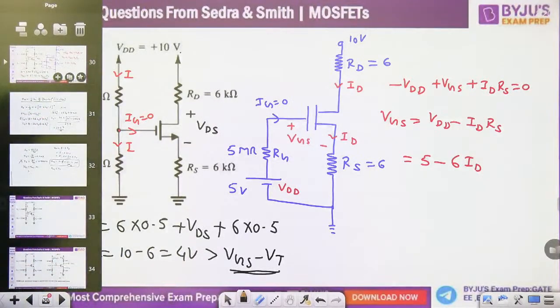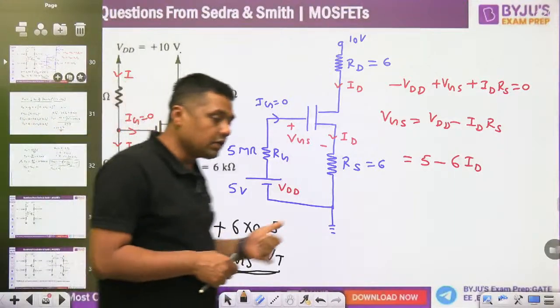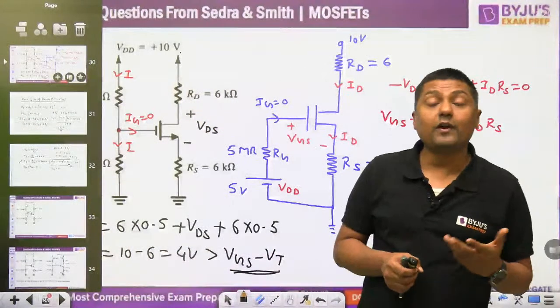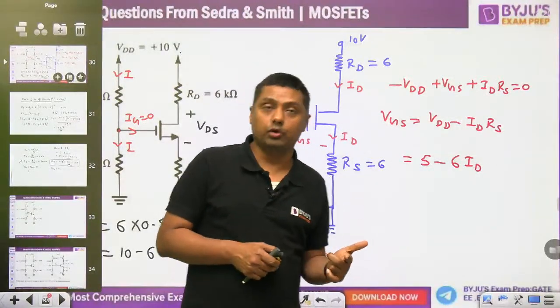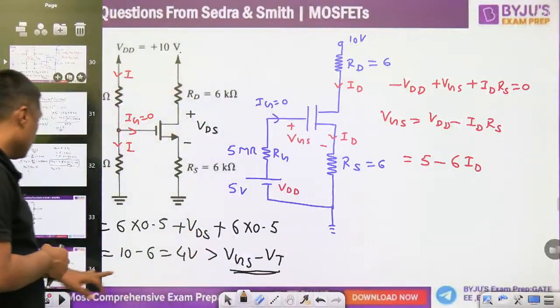So that is the question: potential divider and how to find the unknown current using a quadratic equation. Please try to avoid that. And when we get 2 answers from the quadratic roots, how can we neglect one answer and which one is correct? You have to find the threshold voltage, and VGS should be greater than the threshold voltage. Otherwise you will get the wrong answer. So in this way you can check.